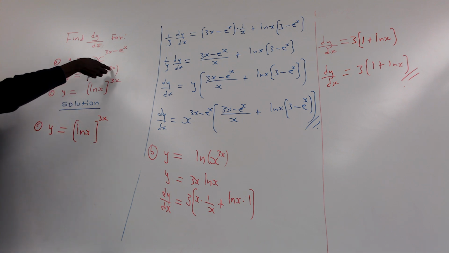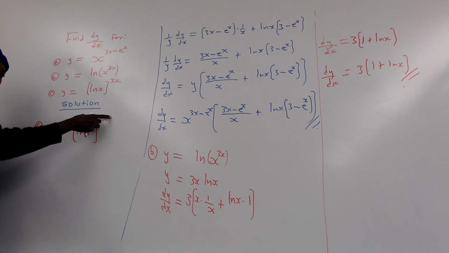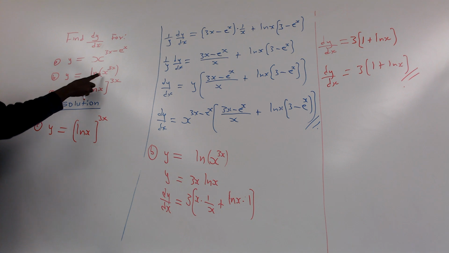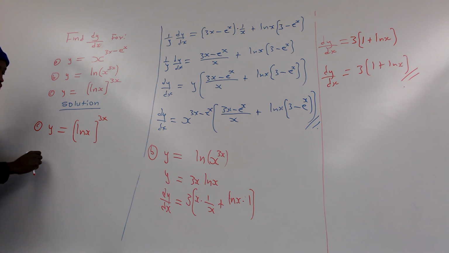So in this case, this one is different from the second one, where you can just move the power automatically. But here, this ln x is raised to the power 3x. For the b part, the function x is raised to power 3x. But here, the whole of the ln function in x is raised to power 3x. You see, so we need to be careful on how to resolve this.